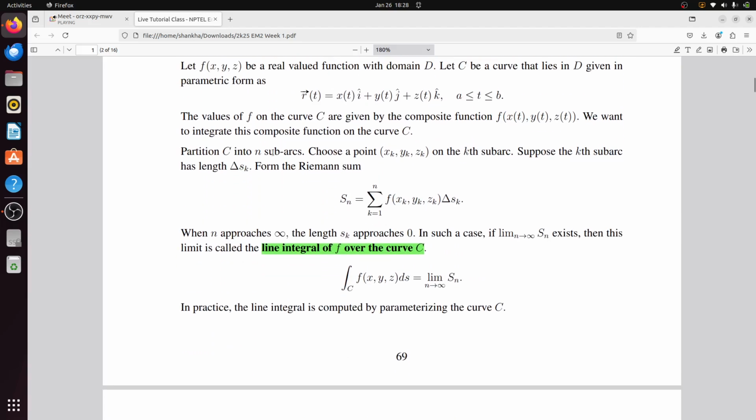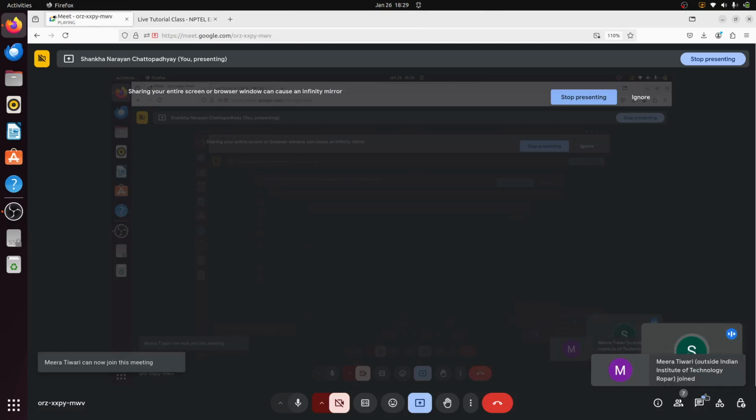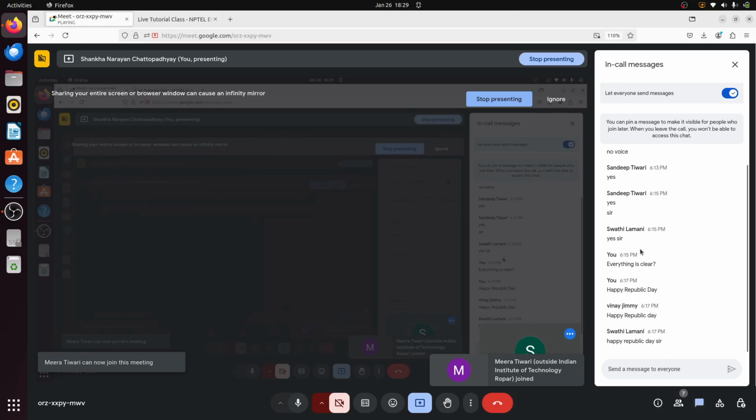First of all you have to break this into subarcs. Choose a point xk, yk, zk on the kth subarc. Suppose that the kth subarc has length delta sk. From the Riemann sum, Sn is the sum of f times delta sk. Now when n approaches infinity and delta sk approaches 0, this limiting value exists, and this limiting value is the line integral of f over the curve C. I hope it does not contain many technical words.